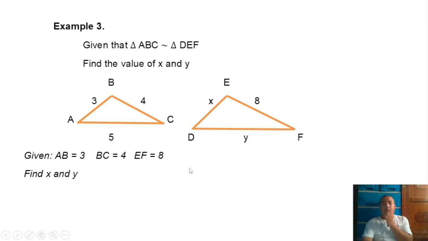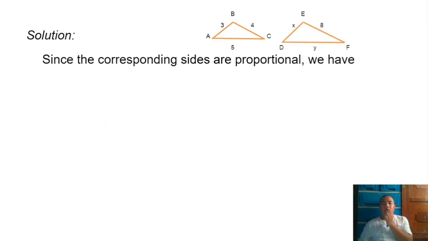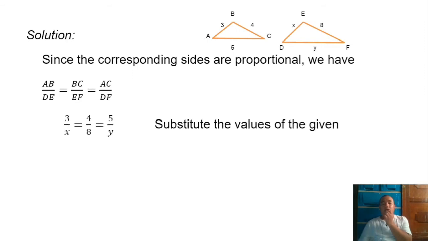So we can solve for x by using an equation. Since they are similar, corresponding sides are proportional. So our equation here can be 3 over x is equal to 4 over 8 is equal to 5 over y. Corresponding sides lang. 3 over x equals 4 over 8 equals 5 over y. So from this equation, we can now solve for x.